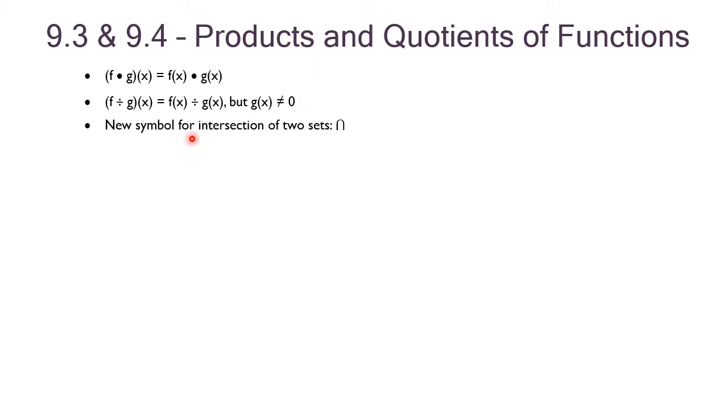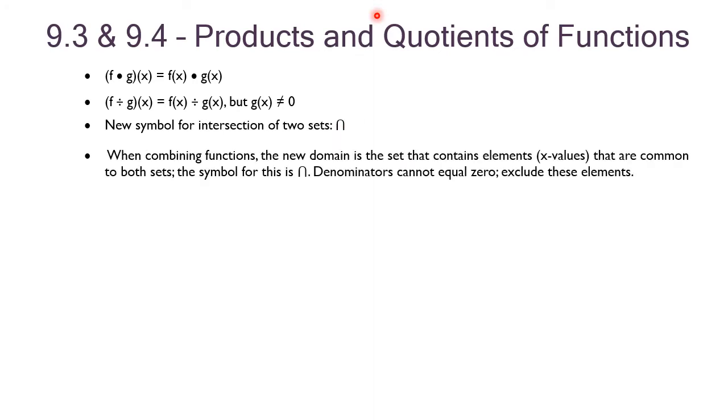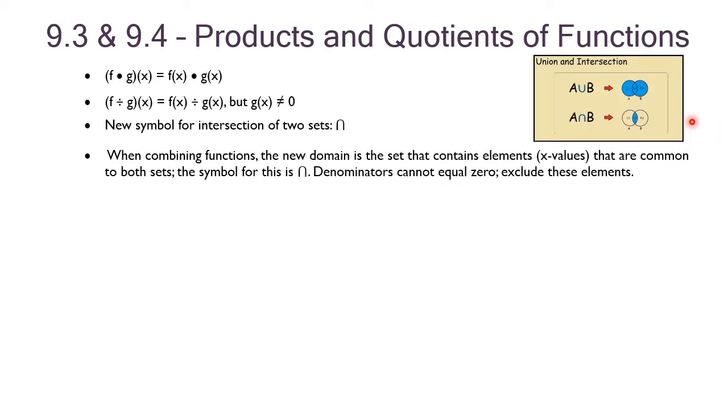We have this symbol for the intersection of two sets. It's like an upside down U, and it means intersect. When combining functions, the new domain is the set that contains the x elements, the values that are common to both sets. This is the symbol for intersection. Denominators can't equal 0, so we would exclude those. That's this one down here.